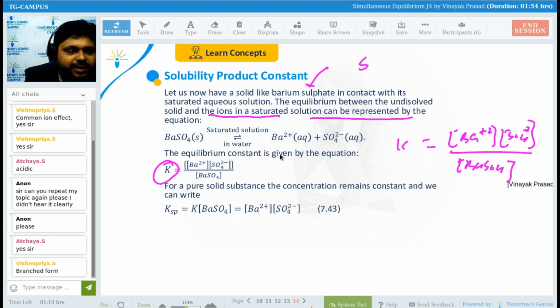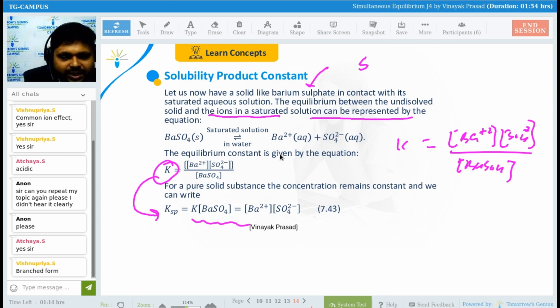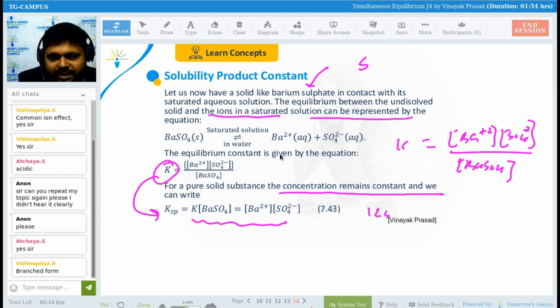But you don't have to find K. You have to find what? Ksp. Again, you can see what has been given here. For a pure solid substance, the concentration remains constant, and we can write that Ksp equals K into the concentration of BaSO4, and this equals the concentration of Ba2+ and the concentration of SO4 2-.